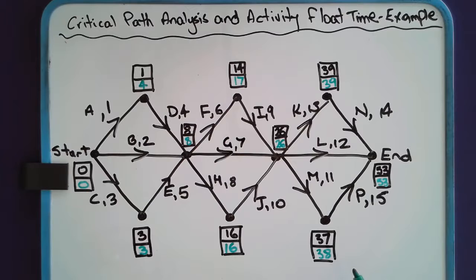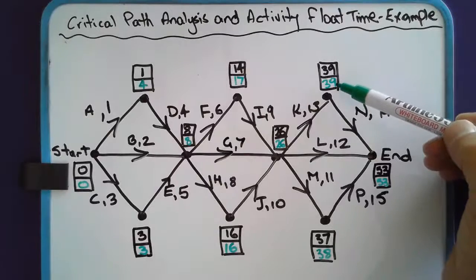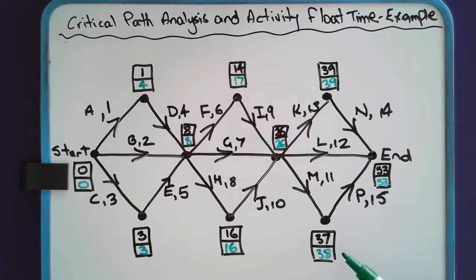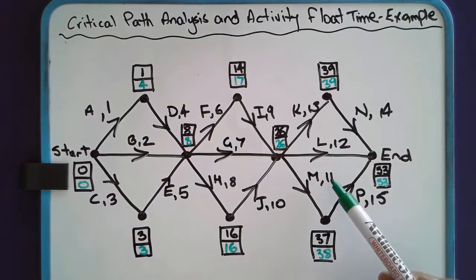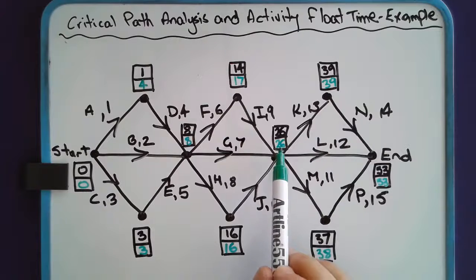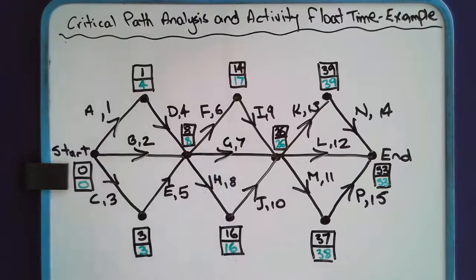It can also mean that either of these two activities here could be delayed, depending on which one's delayed. So 26, that occurs because 39 minus 13 gives you 26, and 38 minus 11 gives you 27. So 26 is the lower of the three numbers, and so on.